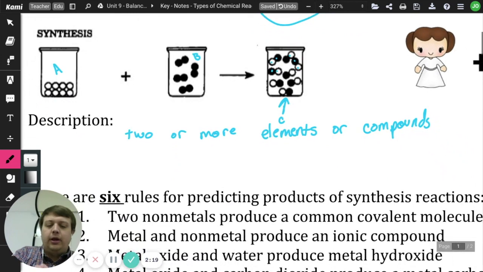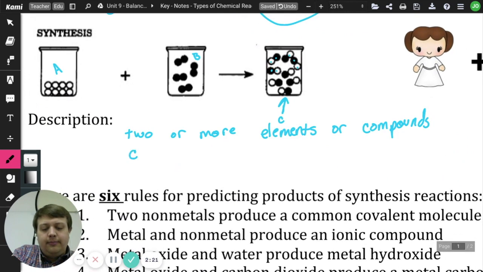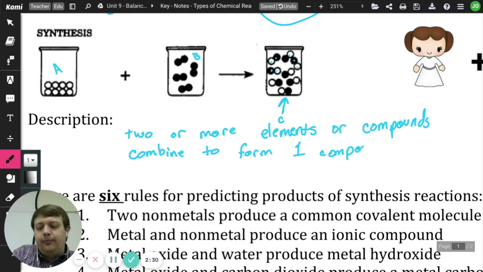I'll zoom out a little bit. combine to form one compound. Okay, and so keep that in mind. Again, you're always going to have one compound.